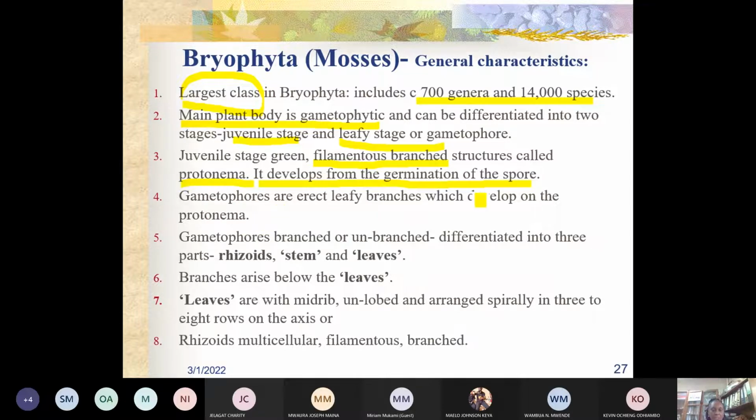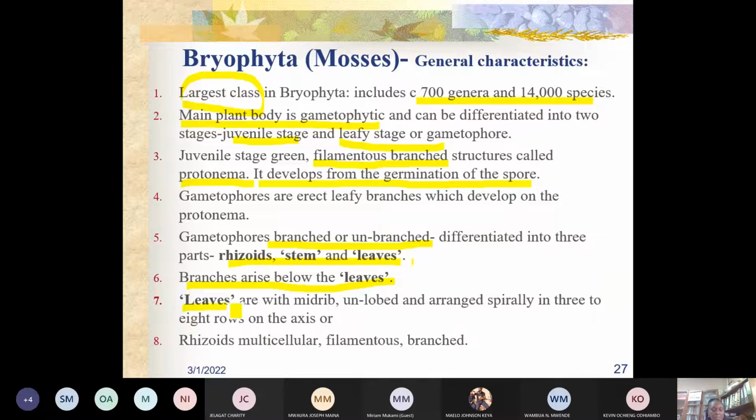So the leafy gametophyte is either branched or unbranched. And here it differentiates into the three parts that we know of a typical plant. So we have the rhizoids, the stem, and leaves. Now, branches arise below the leaves. You get branches and then leaves. So this is actually very plant-like, as we know plants to be.